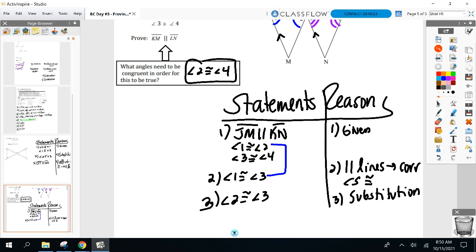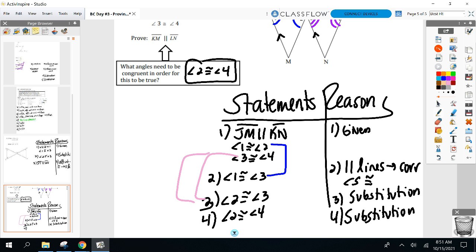Where does substitution number 2 come in? Which 2 quantities am I going to use now? 3 equals 4 and 2 equals 3, to come out with, what do you got, Matt? Angle 2 is congruent to angle 4. Yes, it is. And that's what we wanted, right? 2 congruent to 4. Second substitution.